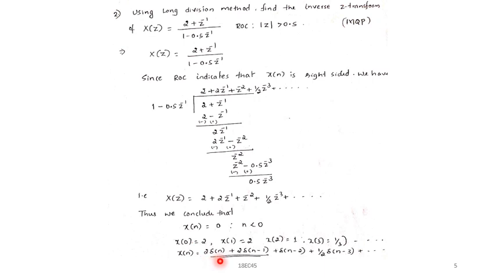So in this problem the given ROC is mod z greater than 0.5. One more possibility is with the ROC mod z less than 0.5. That also you can obtain.